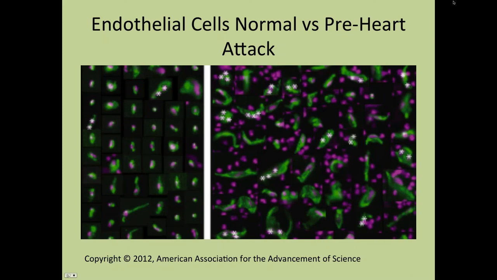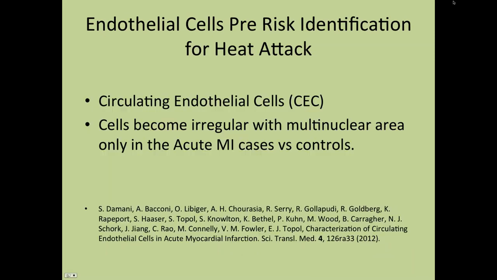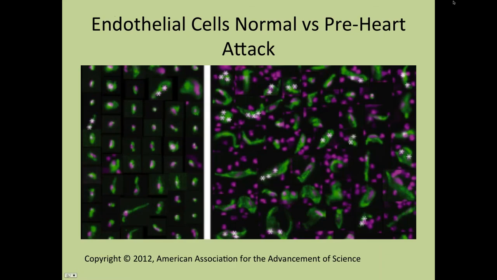This is your endothelial cells on the left, right? And this is your endothelial cells 48 hours before a heart attack. And so what makes these endothelial cells get all irregular and excited? It's when the threshold of inflammation occurs that triggers these cells. So these circulating endothelial cells become irregular and multinucleated in an acute MI. Let me go back. On the right, acute MI. On the left, normal. Which kind of cells do you want? The normal ones or the ones that look like they do on the right, right?